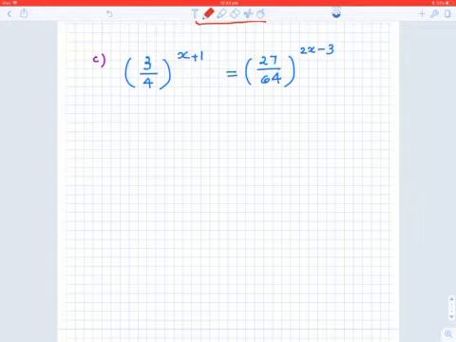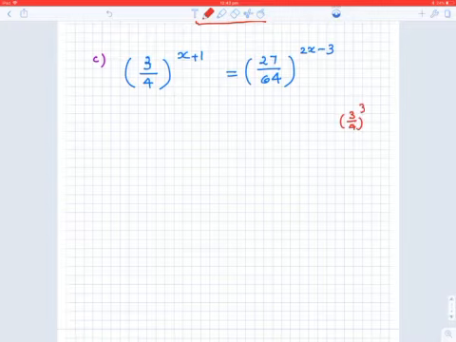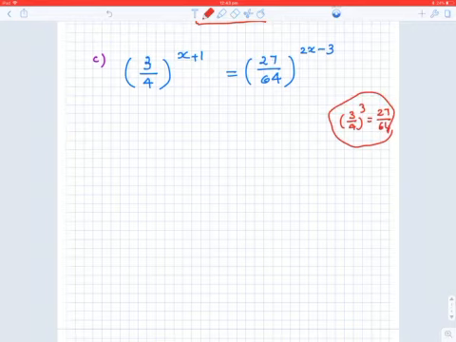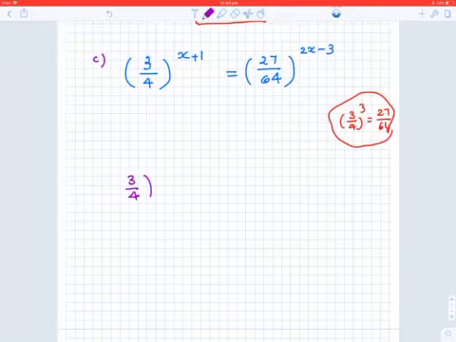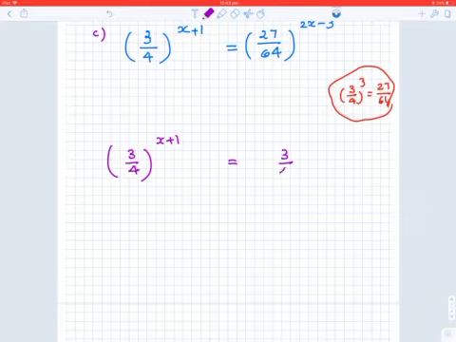Okay, we'll do another question, a little harder. Still we are finding x, but this time you have a fraction. One side you have 3/4, the other side you have 27 over 64. So probably you have to change 27 over 64 in terms of 3/4. We know 3/4 to the power 3 would be 27 over 64. So I'm going to rewrite the question as 3 over 4 to the power x plus 1 equal to 27 over 64.